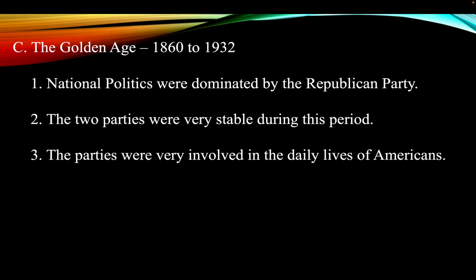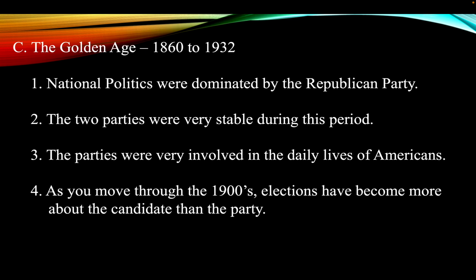The parties are very involved in the daily lives of Americans. They're looking to get people to join their party and to vote for them. As we move through the 1900s, that changed, though. Elections today are more about the candidate than the party. In the late 1800s through the early 1900s, it was more about the party than the candidate. What was their platform? What were they talking about? What were they going to put forward? And that wasn't just the candidate for president, but also the candidates in Congress.